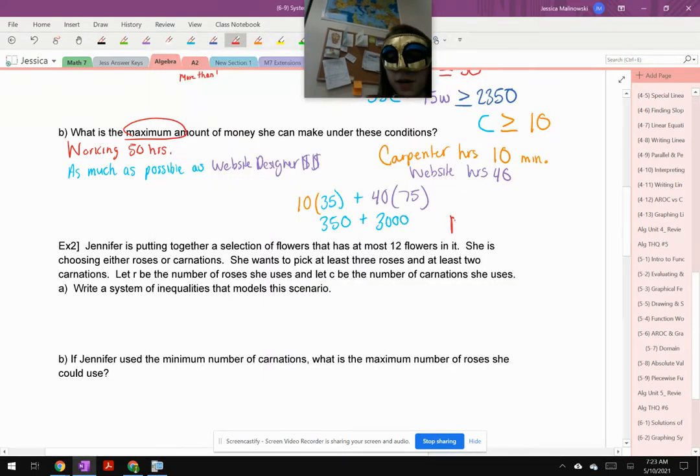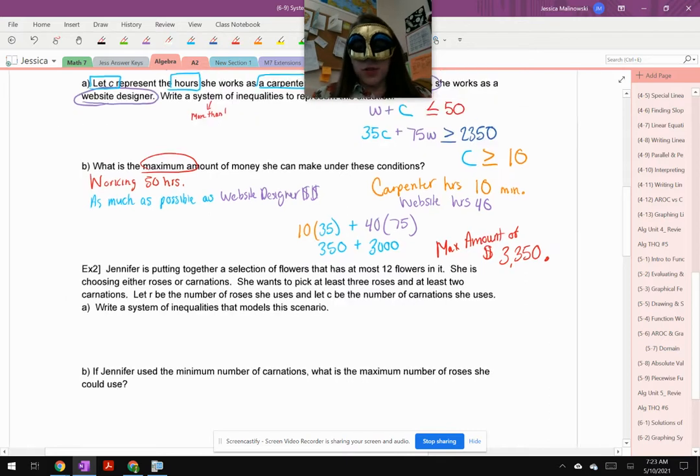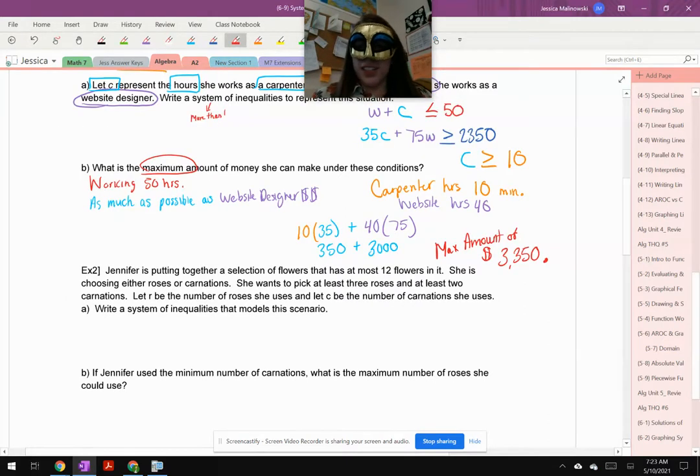For a maximum amount of money, $3,350. So notice the way I didn't just pick random numbers. I used the equations or the inequalities that we came up with to figure out what they had to be, because I had to make all of them true.